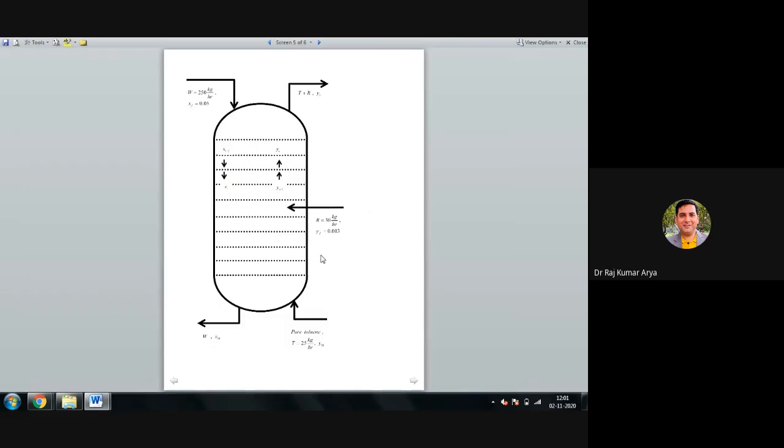Here, let's say this is your seventh plate, sixth plate here. This is from 1 to 5. This is your plate number 6 here. Okay? Here you are feeding a component which has this R.